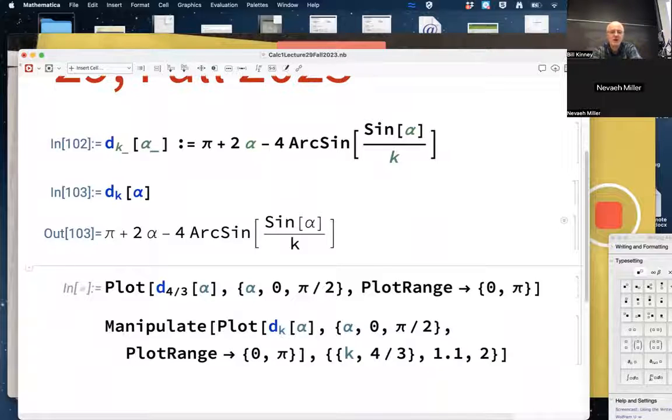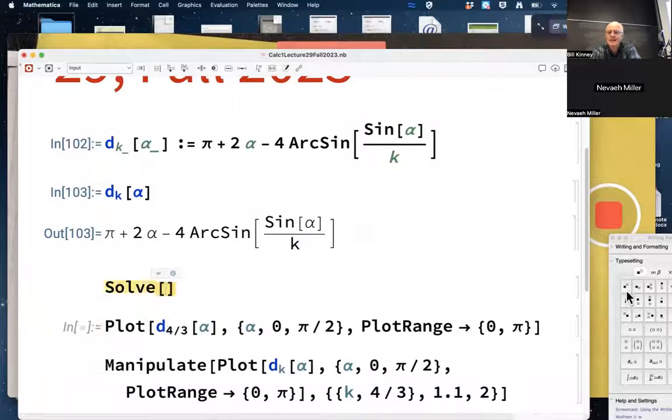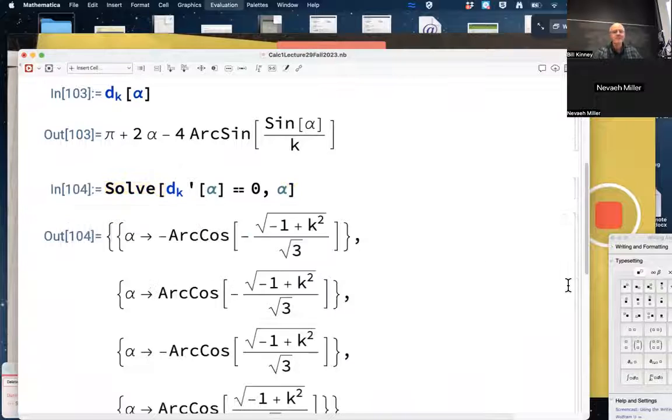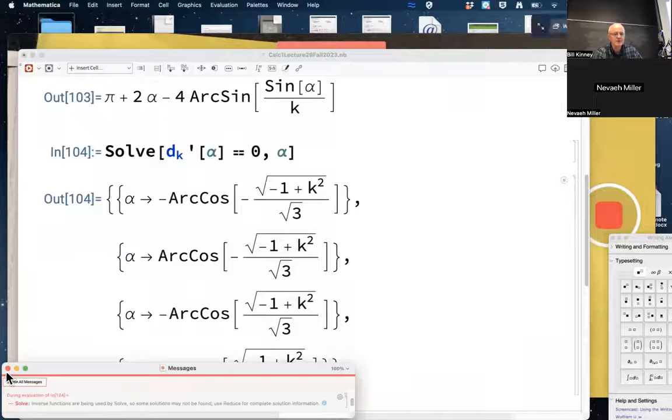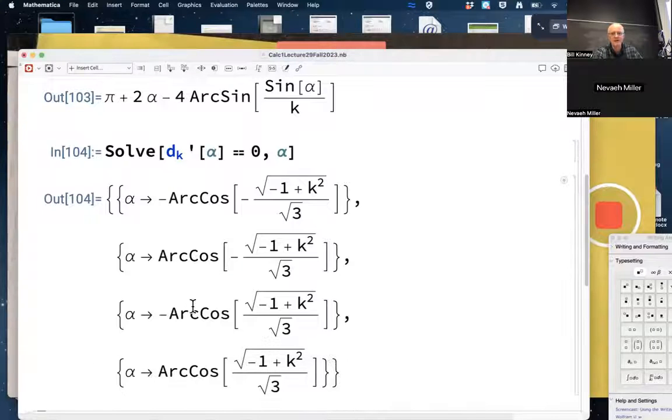Can Mathematica solve for the critical point? Let's see. Take the derivative of this with respect to alpha, set it equals 0, and solve for alpha. And a reminder, when you use Solve, you need double equal signs. Okay, gave me a little error. What's the error? It's just saying inverse functions are being used. You might get more than one answer, and we did.